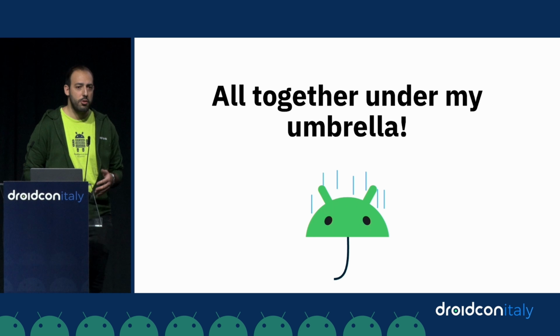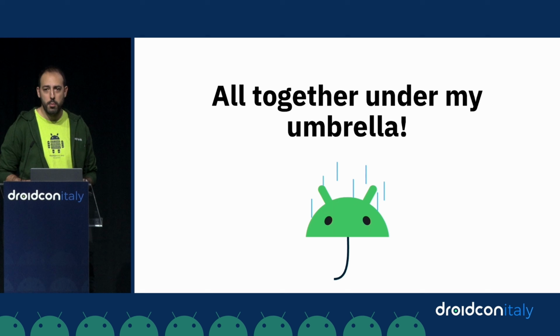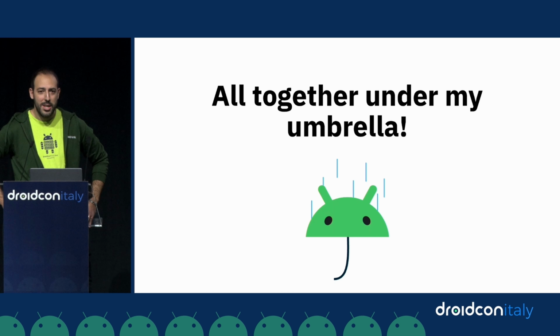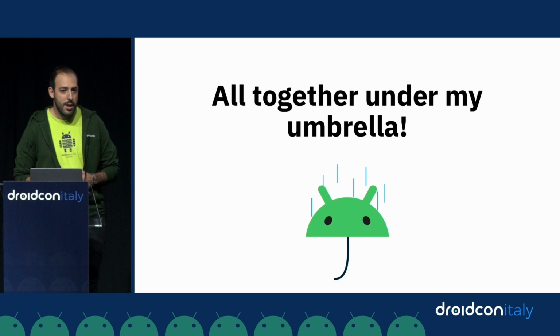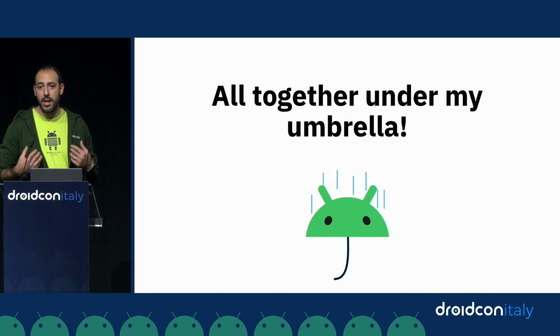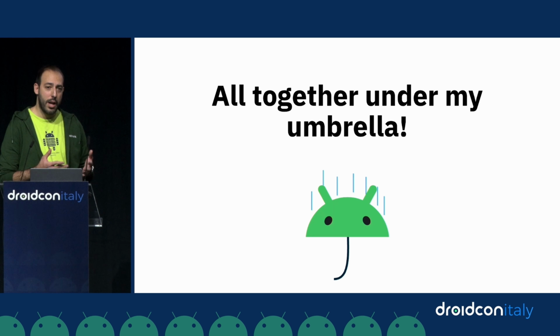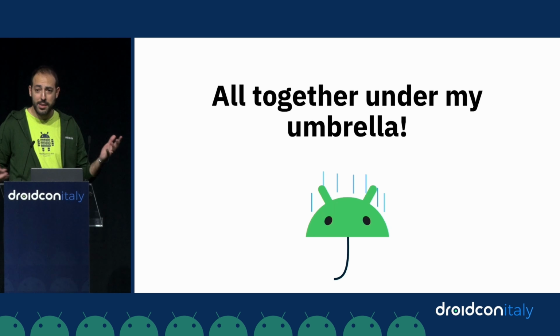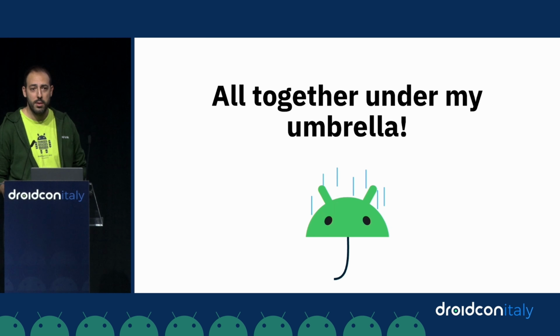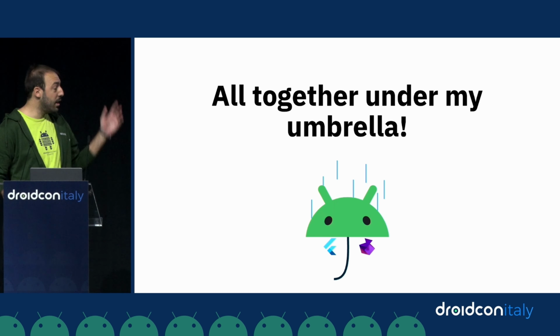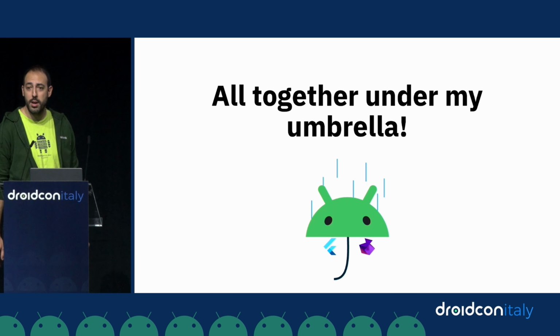But I think that we can try to be more inclusive, right? Inclusivity is a big word, I know. But it's impacting even us as developers when we work with developers with other skills. For example, for Flutter, for Kotlin Multiplatform. So, why don't we include all of them under our Android native umbrella?